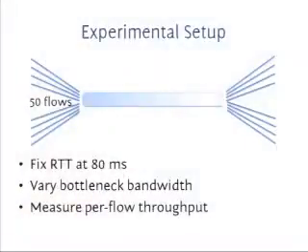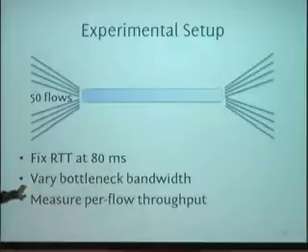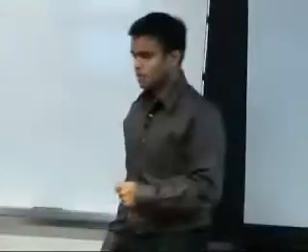And so here's the experiment setup. We have a single bottleneck link, and we have 50 TCP flows that are going across this bottleneck. We're going to fix the round trip time of the bottleneck link to 80 milliseconds, and we're going to vary the bandwidth on this link. And for each value of bandwidth, we want to measure the per flow throughput that we see.